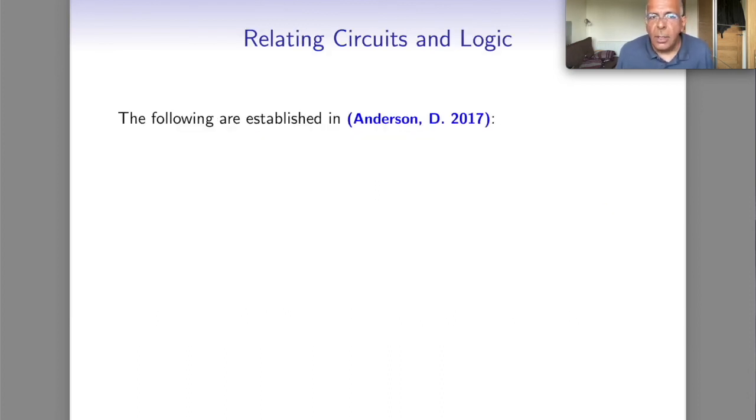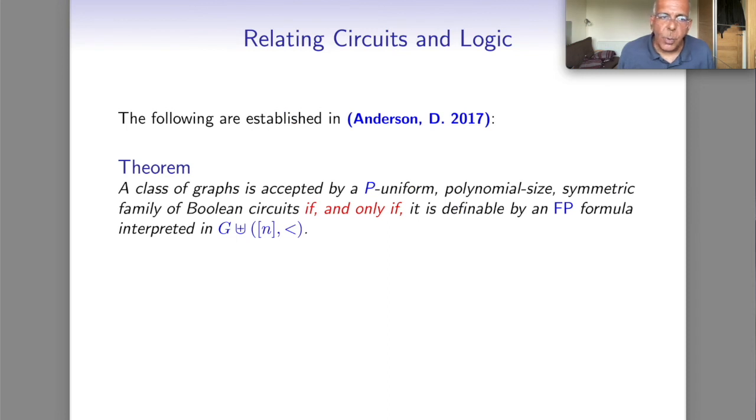And the key result is this one, that there is a translation in the other direction. If you start with a polynomially uniform, polynomial size family of symmetric circuits, let's say in the Boolean basis, so just and, or and not gates, then the class of graphs it accepts is definable by a fixed point formula. But now, it's not a fixed point formula interpreted on the graph.